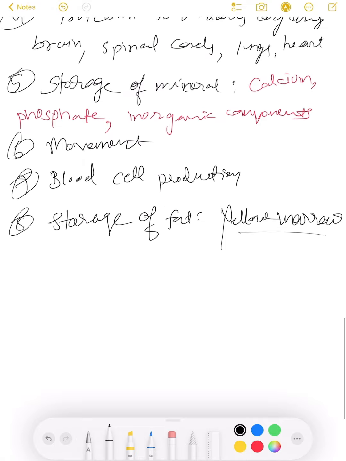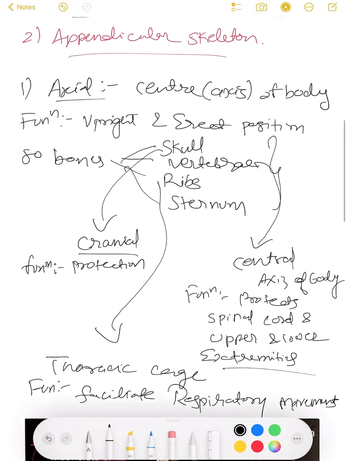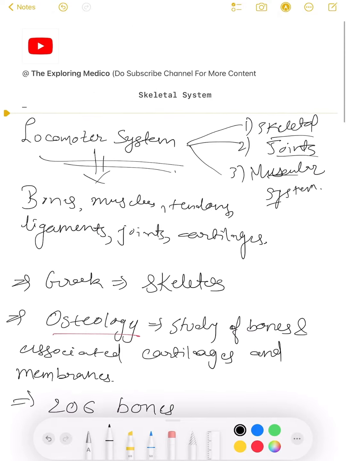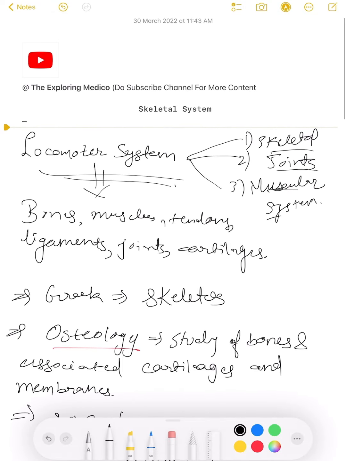Now you can make notes from this directly, because many students are not familiar with the BD Chaurasia, especially Gujarati medium students cannot directly accommodate. So you can use these notes also.